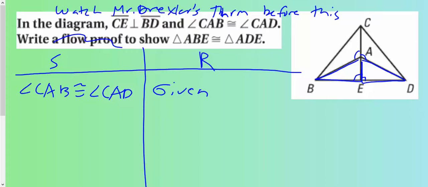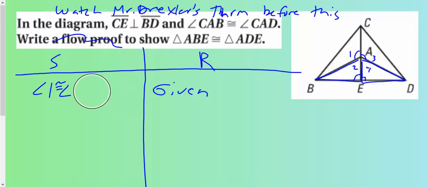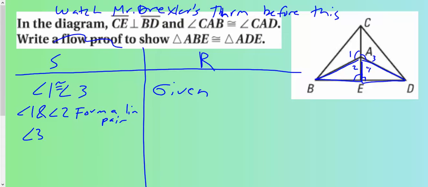I'm actually going to give these numbers. It's going to make this go a lot quicker. We're going to call this 1 and 2 and 3 and 4. So I'm going to say that angle 1 is congruent to angle 3. And then I'm going to say that angle 1 and 2 form a linear pair, as well as angle 3 and angle 4. And that's given by the diagram.